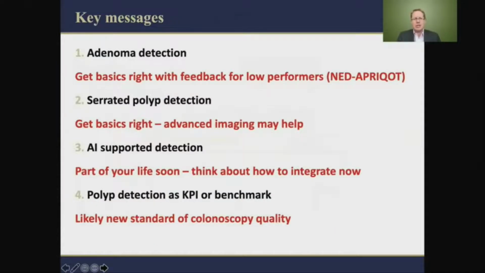So what are the key messages to take away from today? So adenoma detection, we need to get the basics right, specifically with feedback for low performers, and this may become automated as we see with NED apricot. For serrated lesion detection, we still need to get the basics right, but I think there is certainly more data perhaps that advanced imaging may help. However, all of this may be superseded by AI-supported detection, and I think that AI-supported endoscopy is endoscopy of the future, and very soon I think it will become the standard of care.